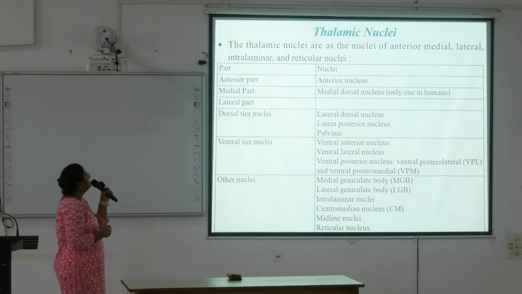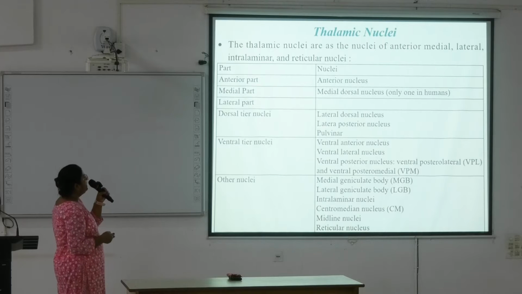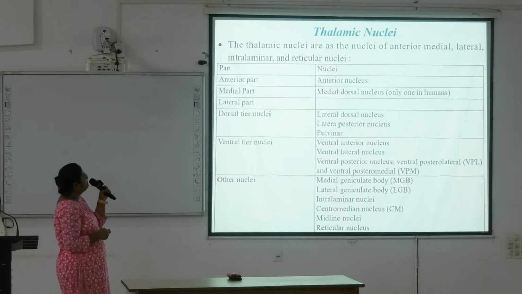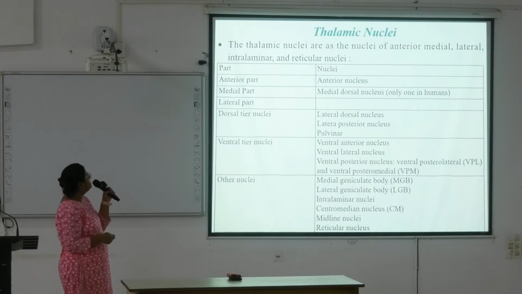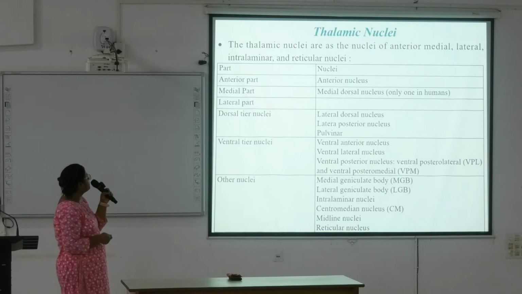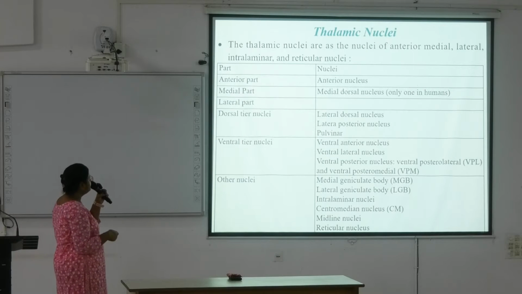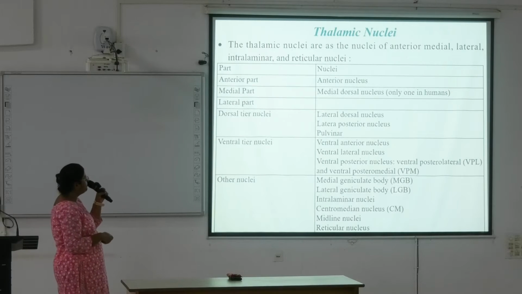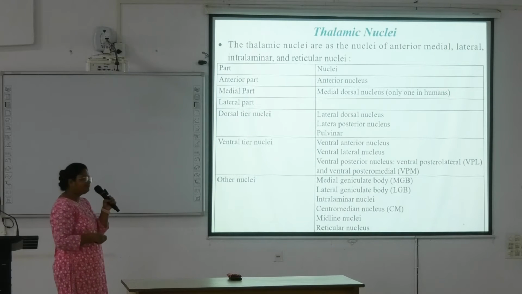Next we go to the thalamic nuclei. Thalamic nuclei are the anterior, medial, lateral, interlaminar and reticular nuclei. Okay, so anterior part contains the anterior nuclei. Medial part contains medial dorsal nuclei. Only one is present in humans. Then lateral part has this tier of nuclei, dorsal tier, ventral tier, and other nuclei. All these are located in the lateral part.